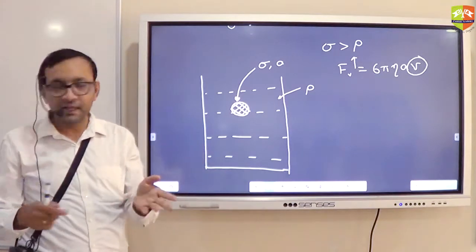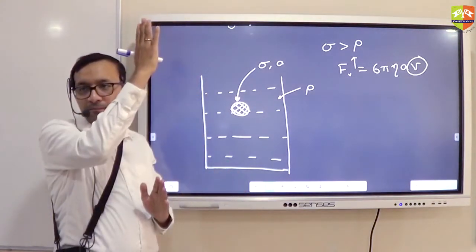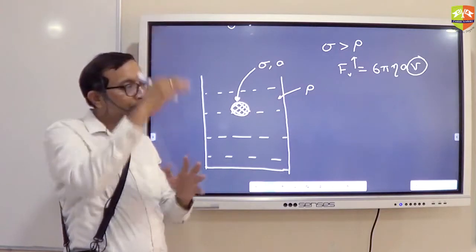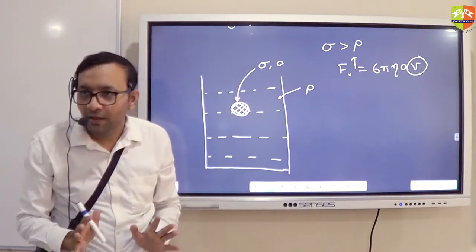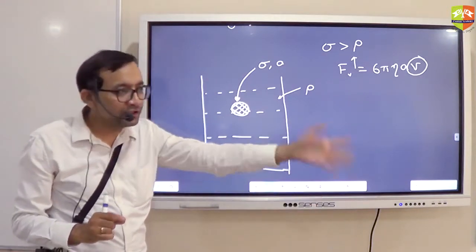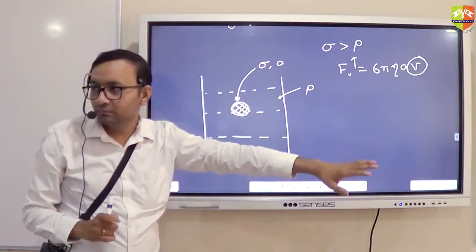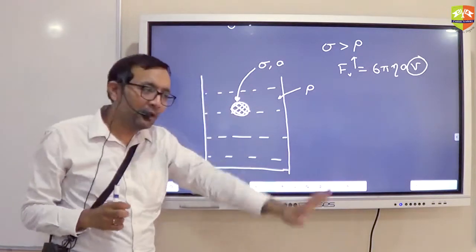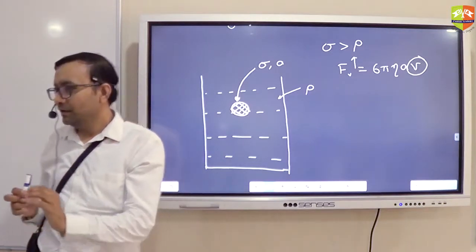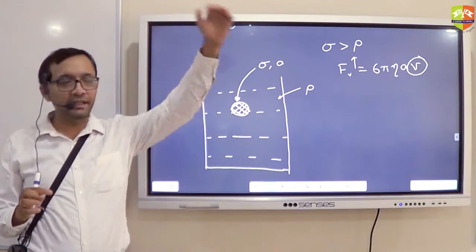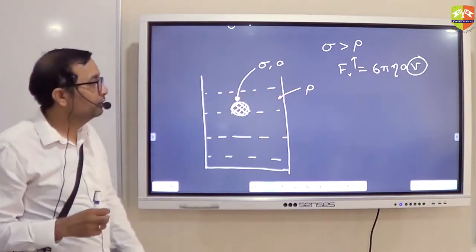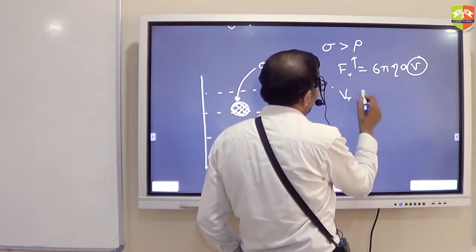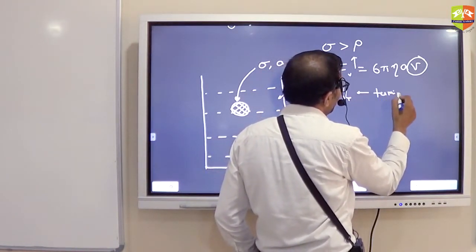Right now, when velocity is very less, gravity force is more than the buoyant force. As velocity increases, the viscous force keeps on increasing, and at some point viscous force will be able to balance out the difference between gravity and the buoyant force. And from that point onwards, net force is zero, so acceleration will be zero, but velocity will be constant. And that velocity is called terminal velocity. Terminal is something that happens after a long time, at the end. So this velocity which becomes constant after some time is called terminal velocity. Vt is referred to as terminal velocity.